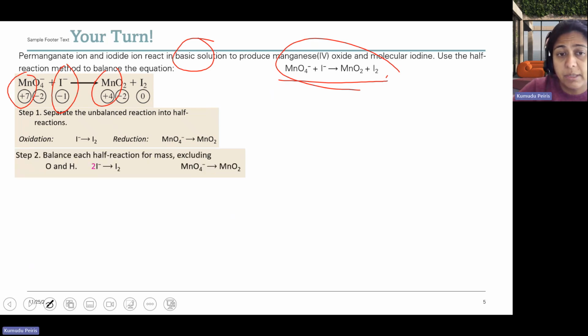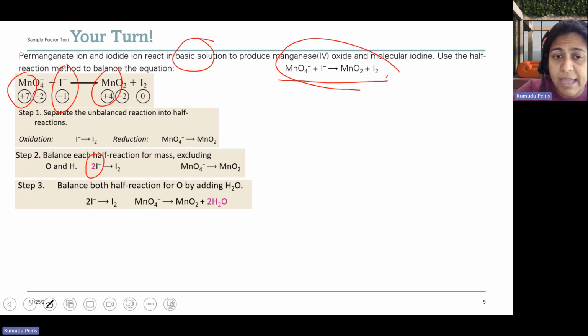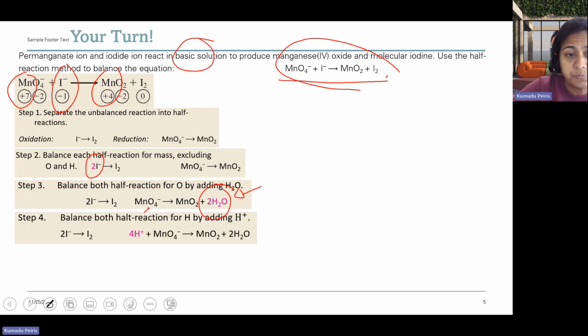Next, I'm going to balance for the mass, excluding the oxygen and hydrogen. So I added the 2 in front of the iodide ions in order to balance the iodine. Next, I'm going to balance the reaction for oxygen by adding two water molecules to the product side of the reduction half reaction. Because in the reactant side, I have four oxygens, and the product, manganese dioxide, has only two oxygens. So the additional two oxygens were added as two water molecules.